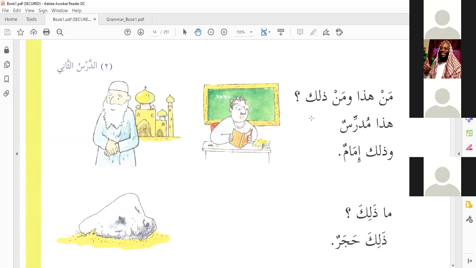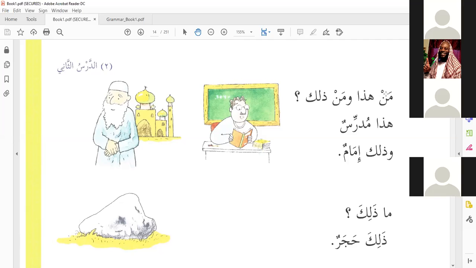Excellent. Very good. So now we've got our third and final question word that we had learned to ask the identity of a person. Men. It would not be correct to say ma hadha or ma dhalika and gesture towards a person. That would be considered rude. So we have to use men, who's saying who. Similarly, we can't go up to a chair or a table and say man hadha. People will think that you're not all there.